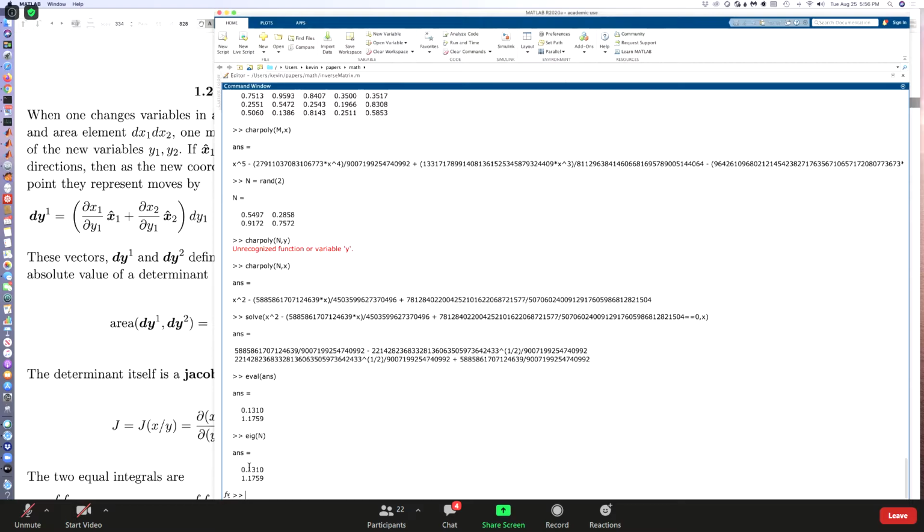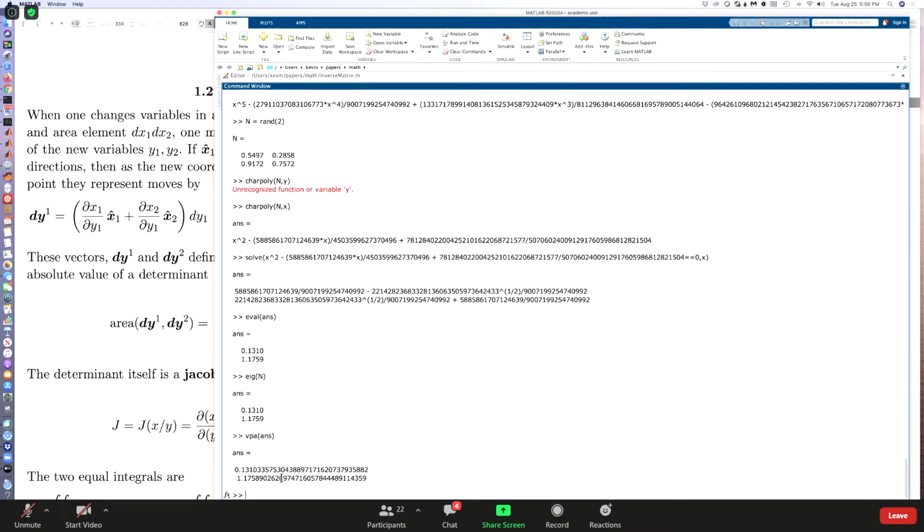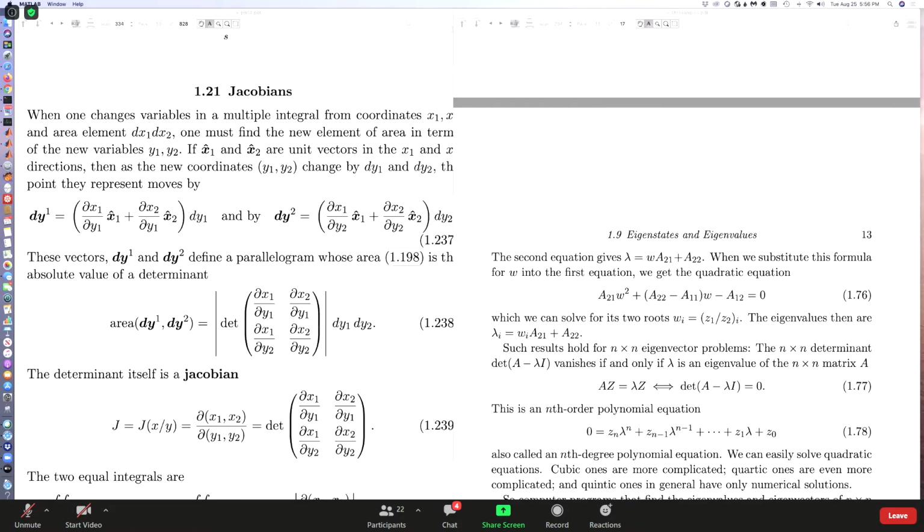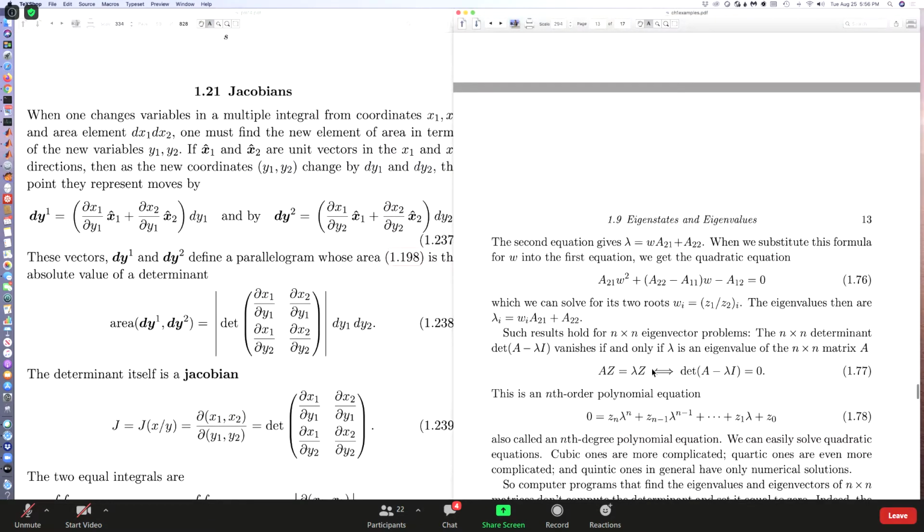Someone points out, all right, so let me try the suggestions that have come via chat. All right, so that gives us the answer, but with all the digits. Okay, so let's jump out of MATLAB for the moment and go back to this.